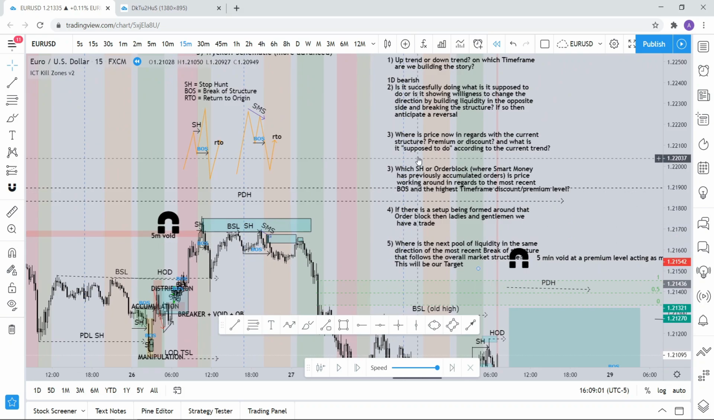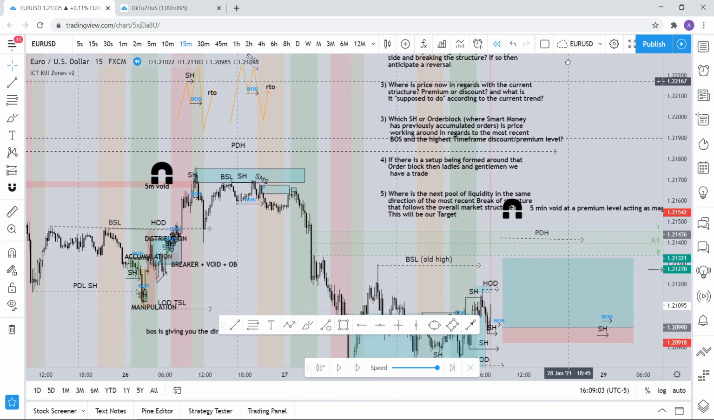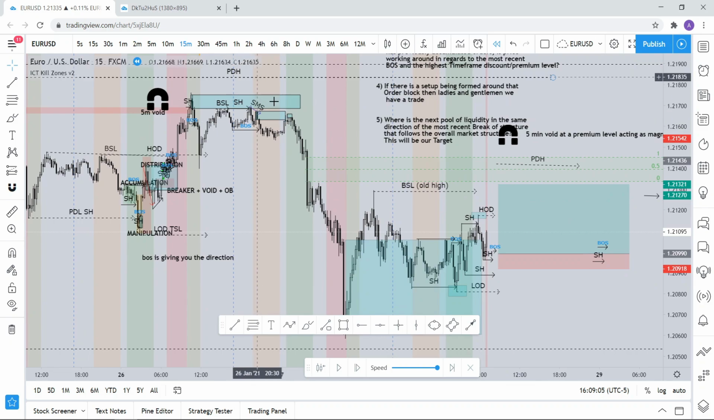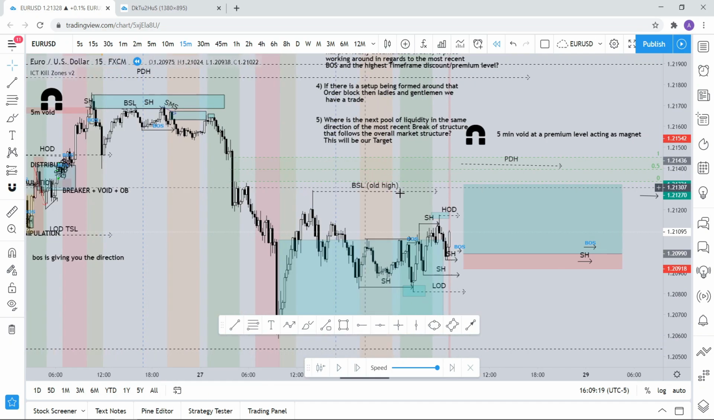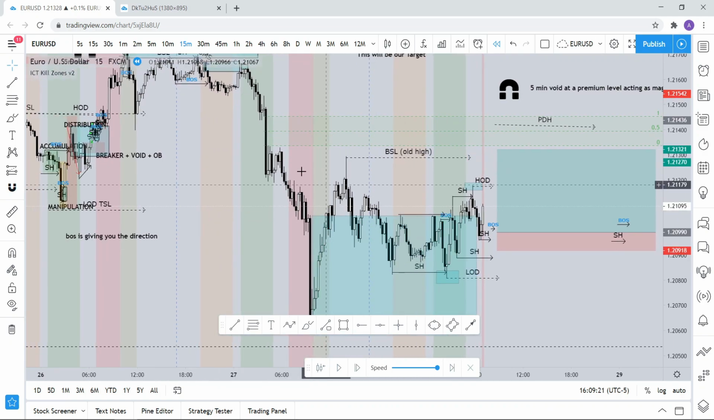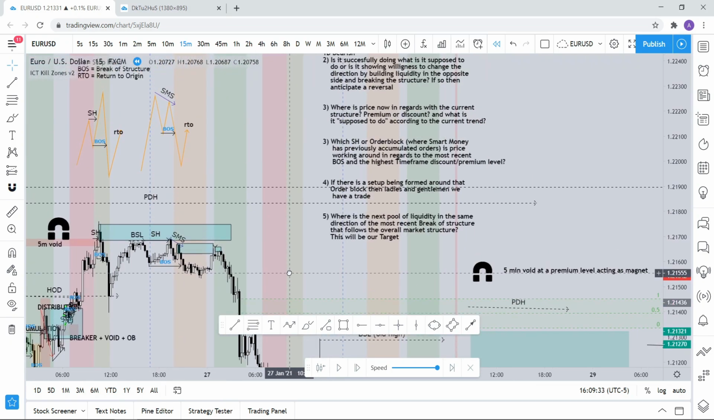Okay, so where is price now in regard with the current structure? We are on a discount, because if we look at this current structure, you can see here we have a tiny little void and we have these relatively equal highs that might be targeted. So price is failing to grab the sell side, so this buy side will be the target. And what do we have here on the buy side in terms of the daily chart? We have this old high here that is containing a lot of buy side liquidity or buy stops, and again this void that is attracting price.